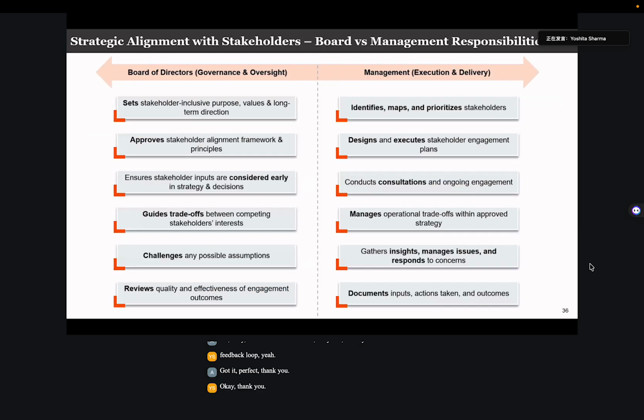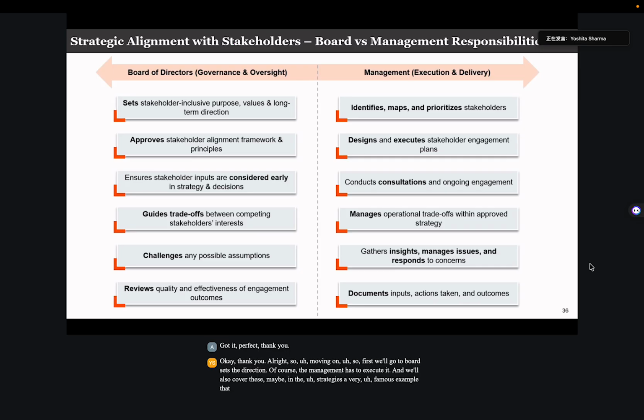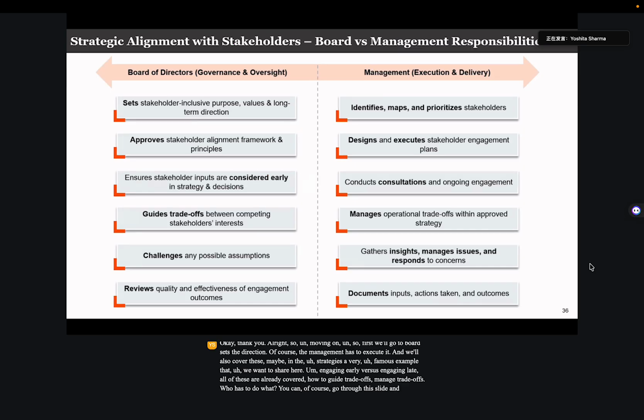All right, so moving on. First we'll go to board sets the direction. Of course, then management has to execute it. And we'll also cover these in the strategies, a very famous example that we want to share here. Engaging early versus engaging late. All of these are already covered, how to guide trade-offs, manage trade-offs, who has to do what. You can, of course, go through this slide, and we'll be happy to take up any questions later on as well.